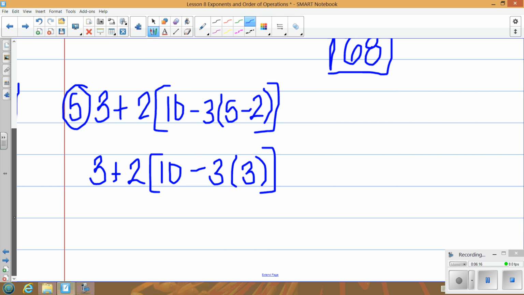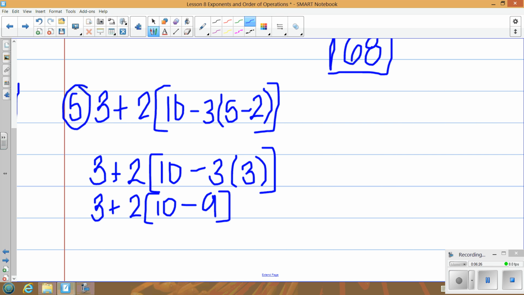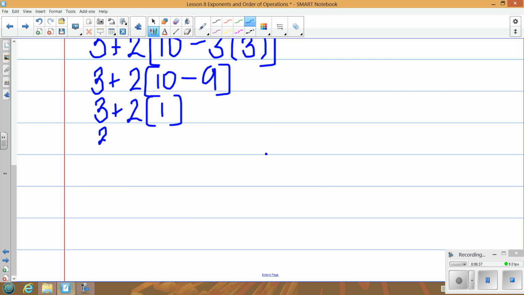And then inside of those big parentheses, you still have to follow order of operations, which means you're going to do 10 minus 9 because you have to do multiplication first. And then you're still working inside those big parentheses, so we get 1 when we subtract. And then you're going to do multiplication, and then you're going to finally add. So you get 5. Okay, so that's it for that.